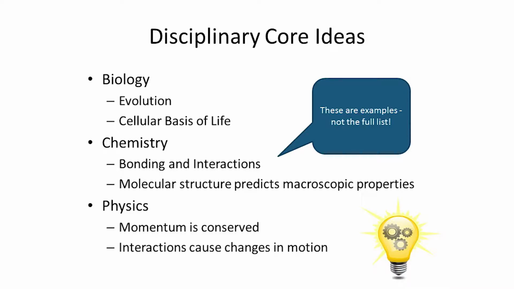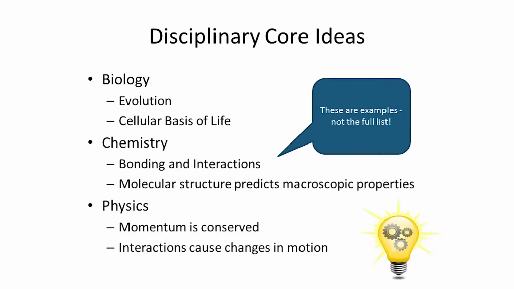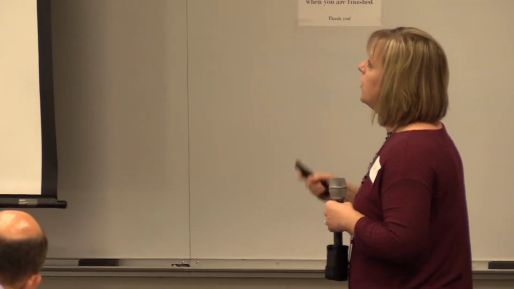Chemistry: bonding and interactions. Molecular structure predicts macroscopic properties. These are things you come back to constantly as you move through a chemistry curriculum. They're not a topic, they're not a chapter, they're the essence of the discipline. In physics, we talk about momentum is conserved, or interactions cause changes in motion. Even with my very limited understanding of physics, I can see where this would be a big idea that permeates the entire discipline.